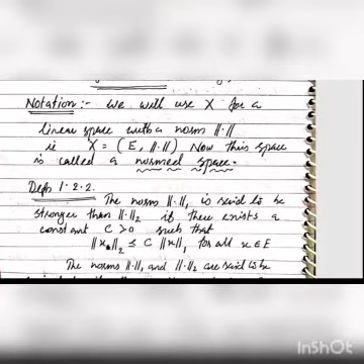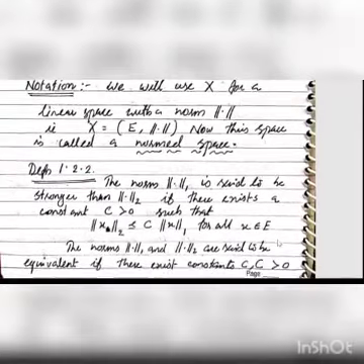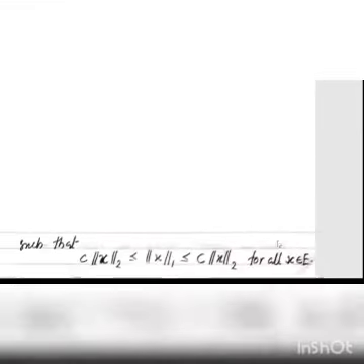Now norm 1 and norm 2 are said to be equivalent if there exist constants small c and capital C, both greater than 0, such that c times the norm of x with respect to the second norm should be less than or equal to the norm of x with respect to the first norm, which is less than or equal to capital C times the norm of x with respect to the second norm, for all x belonging to E.